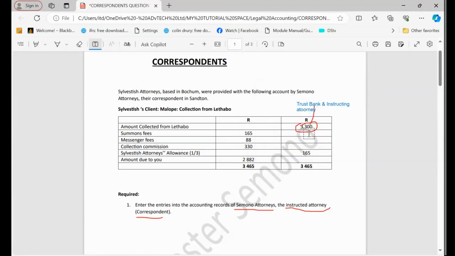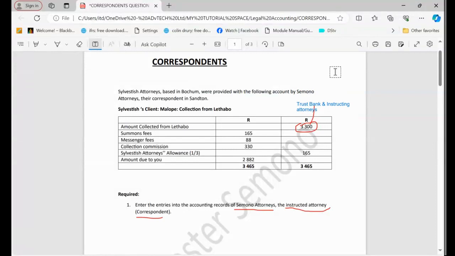Can you see now? Because we are dealing with the client's money, that's why we will have to make sure that we affect the trust bank. Remember, the money that goes to the client, that belongs to the clients, must be recorded in the trust bank account. So we're going to affect the instructing attorney as our creditor and the trust bank, where we will be storing that amount of money which belongs to our client. Remember, the instructing attorney is our client. As a correspondent, we call this our client. So we're going to affect these two.